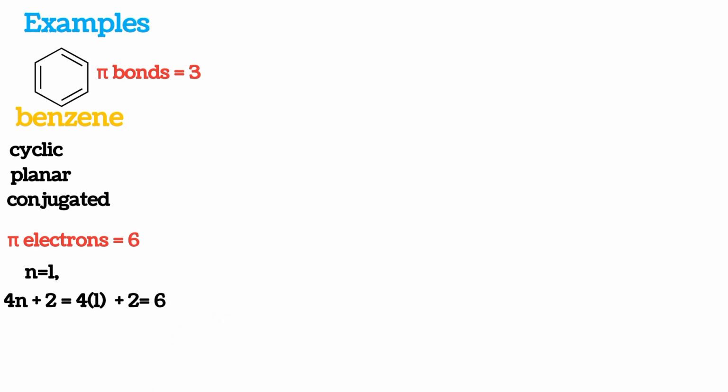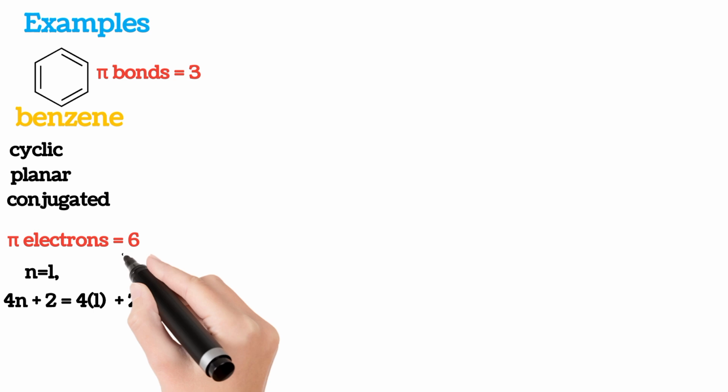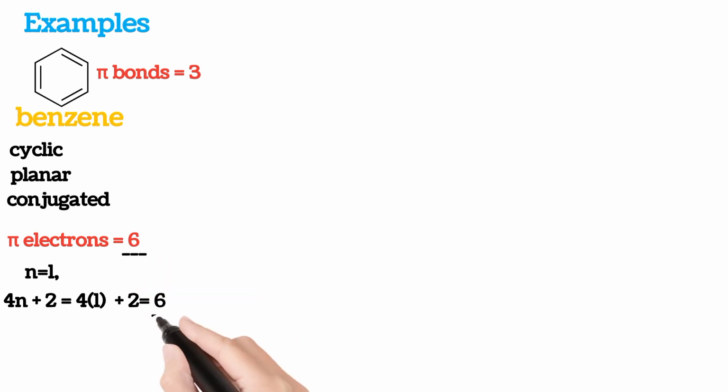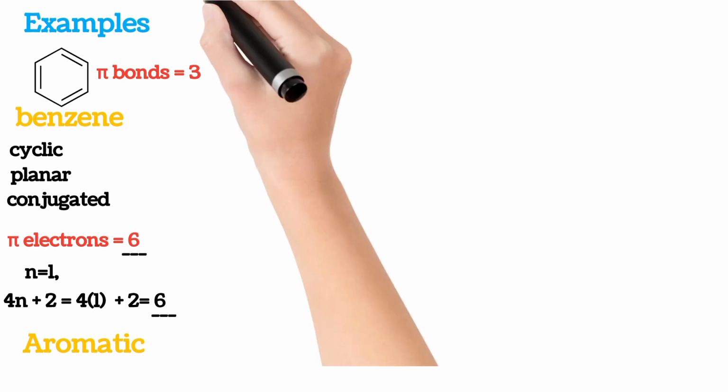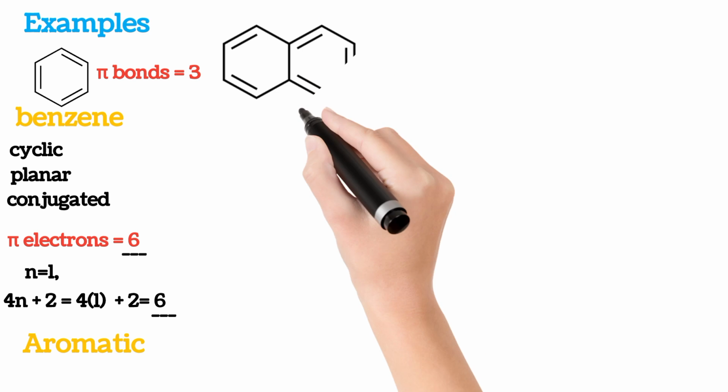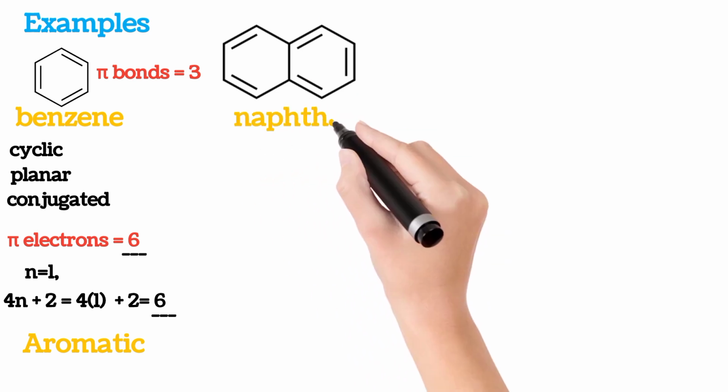Now, when n is equal to 1, 4n plus 2 will be equal to 4 into 1 plus 2, and that is equal to 6. And since the number of pi electrons is equal to Huckel's number of pi electrons, benzene will be said to be what? Aromatic. It is cyclic, planar, conjugated, and has 6 electrons, so it is aromatic. Let's look at another example.